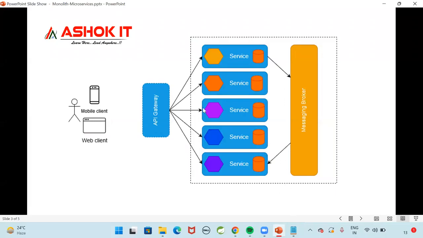So monolith means everything will be available in one big box. One single application will be developed when we go for monolith architecture. But when it comes to microservices, can we go with a single application? No. When it comes to microservices, we are going to use multiple services.